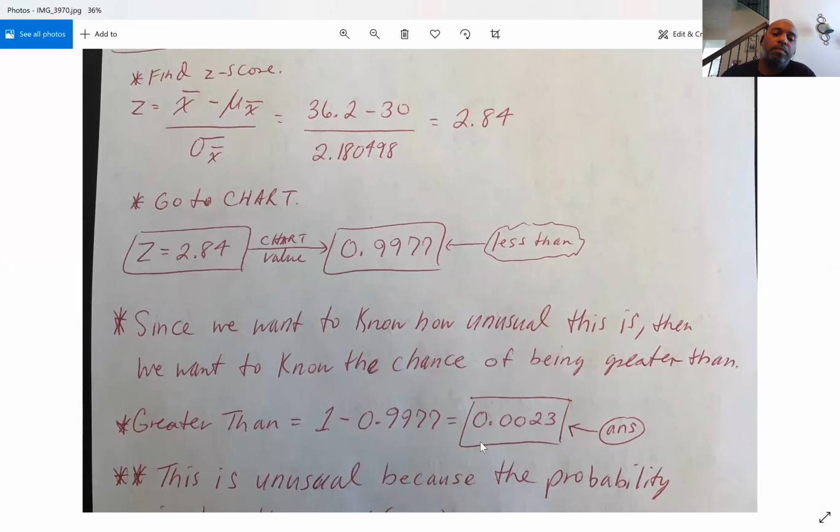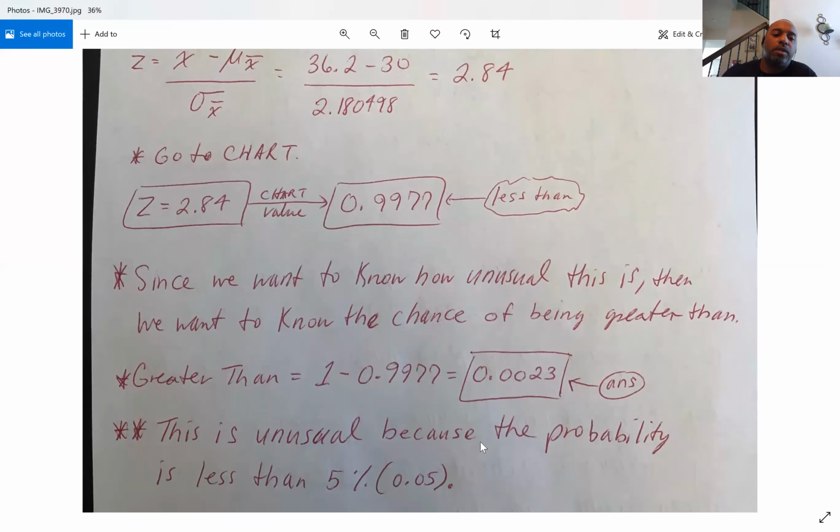Scrolling up some. And so this is unusual because the probability is less than 5%, which is 0.05. And we talked about that before, I think in chapter 3, where in our unusual meter, our bar for determining whether something is going to be unusual or not will be 5%, which is 0.05 in decimal.